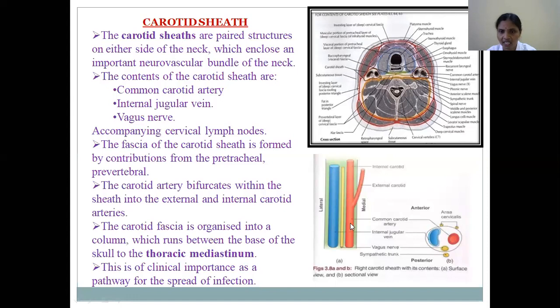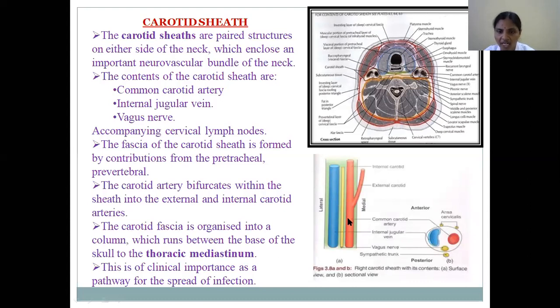Medially there is the internal carotid artery, actually the common carotid artery in the lower part, and the internal jugular vein laterally. In between, the vagus nerve lies more posteriorly. These three structures are enclosed by this fascia. If you see the cut section of the carotid sheath, the anterior layer is derived from the pretracheal layer, as in this diagram, whereas the posterior layer is derived from the prevertebral layer. And the three structures: artery, vein, and nerve.